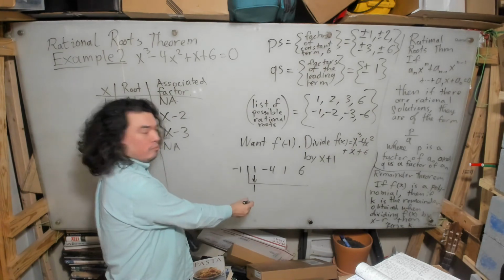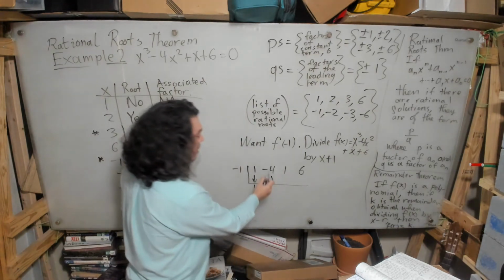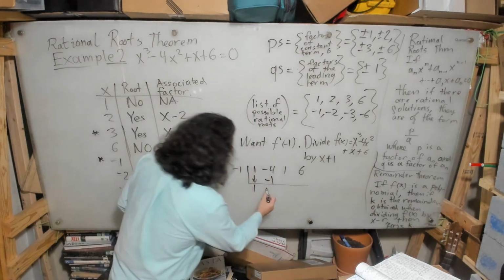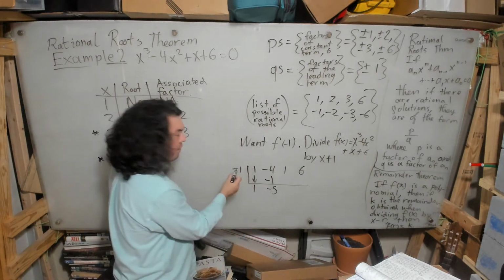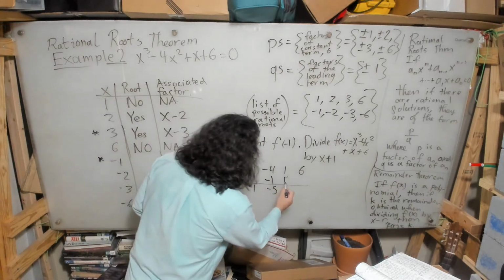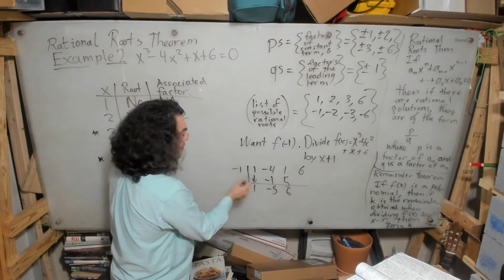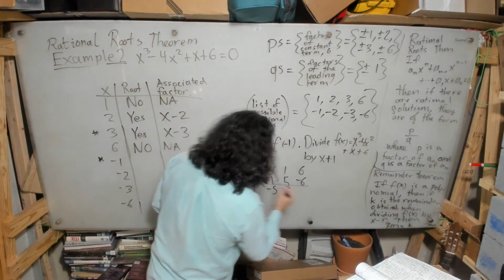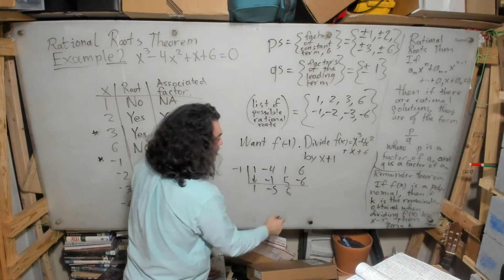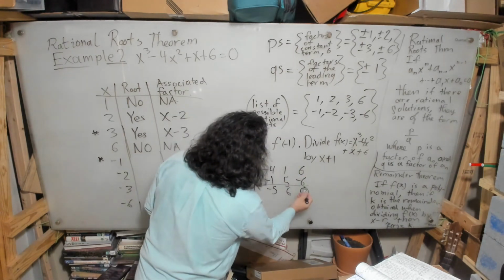What's negative 1 times 1? Negative 1. If I add negative 4 and negative 1, I get negative 5. If I multiply that times negative 1, I get positive 5. If I add them, I get 6, right? 1 plus 5 is 6. And then if I multiply by negative 1, I get negative 6, right? Negative 1 times 6 is negative 6. And then if I add these, I get 0.